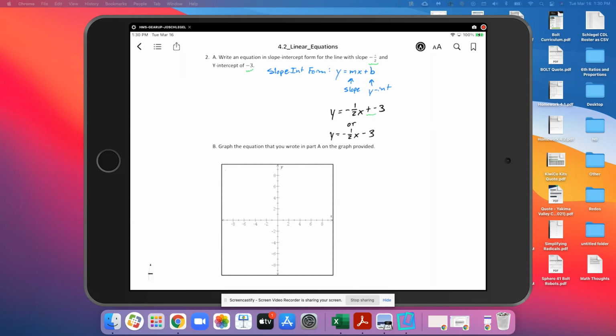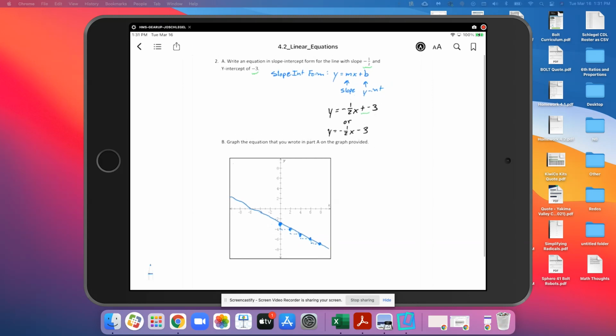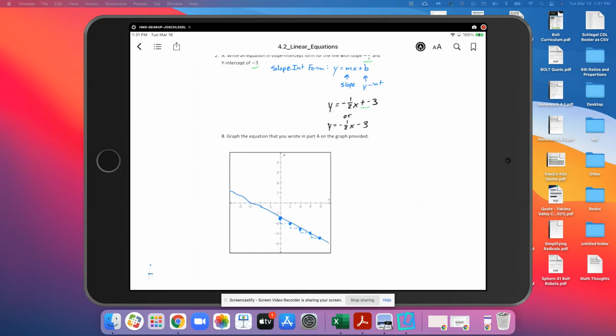And so we will start with our y-intercept. So we will come down to negative 3. And we will see that we have a slope of negative 1/2. So that tells me to go down 1 and to the right 2 for my slope. And so I'm going to do that repeatedly. And I would have a line that would look something like this. Okay, that's it for problem number 2, folks. I'll pause for a moment and then move on to number 3.